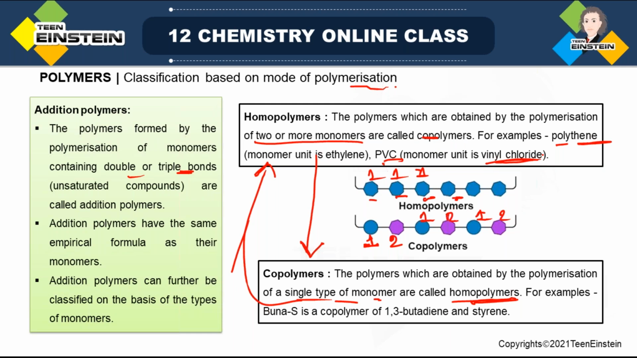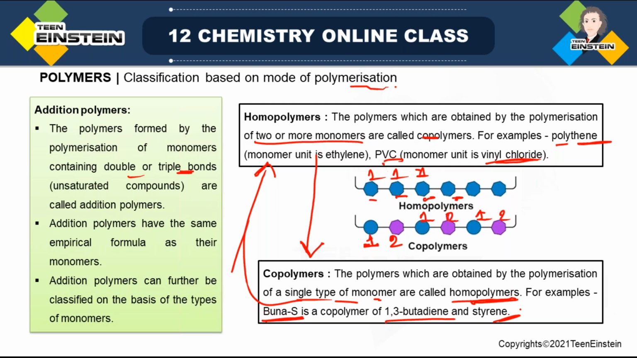When it is copolymer, an example is Buna S. Okay, this is a copolymer of two monomers. The first monomer is 1,3-butadiene, which contains a C=C double bond. Another one is styrene. Now this also contains a C=C double bond, but that is attached to a benzene ring. Obviously, we'll see the structure. As we are doing only classification, I have not added the pictures. When we discuss the synthesis methods, you will get a proper idea about the structures.